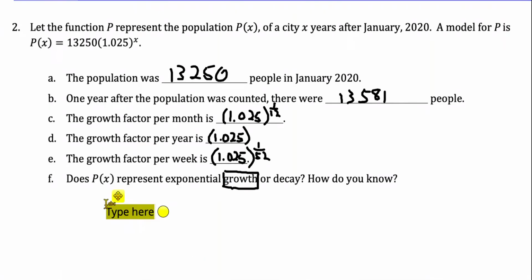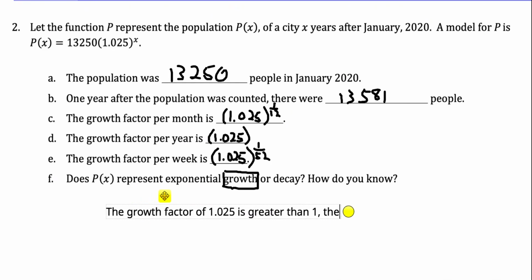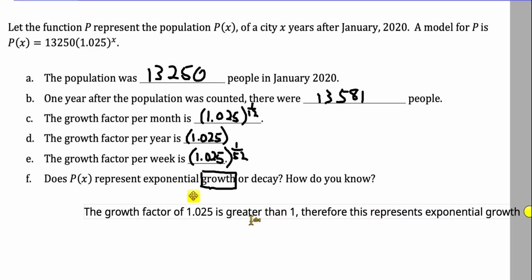All right, so I'll say the growth factor of 1.025 is greater than 1. Therefore, this represents exponential growth. Okay?